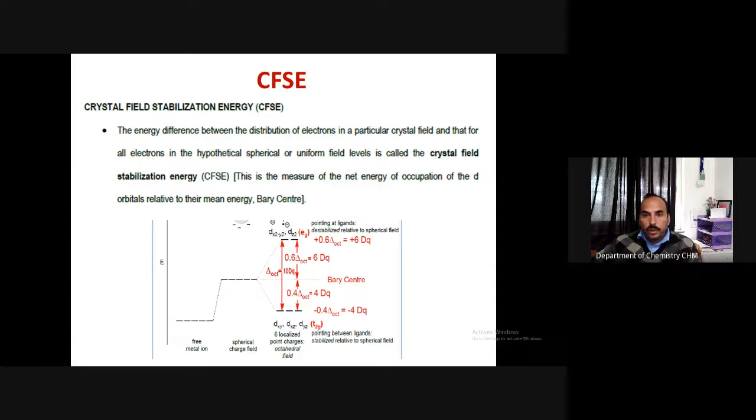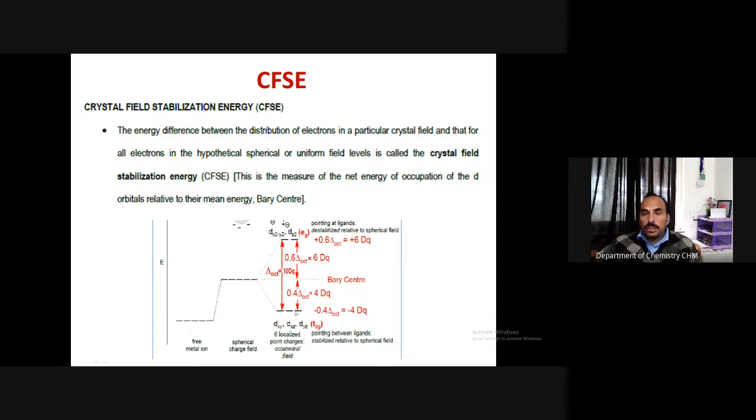Or if an electron is occupying dx square minus y square or dz square, it is destabilized by 0.6 delta, right? So, looking at how many electrons are occupying T2G and how many are occupying EG, can we calculate this by multiplying by minus 0.4 and plus 0.6? Whatever value comes, that is our CFSE, crystal field stabilization energy. Please differentiate it from crystal field splitting energy. Splitting energy is just measuring this gap, the energy gap between this and this level.